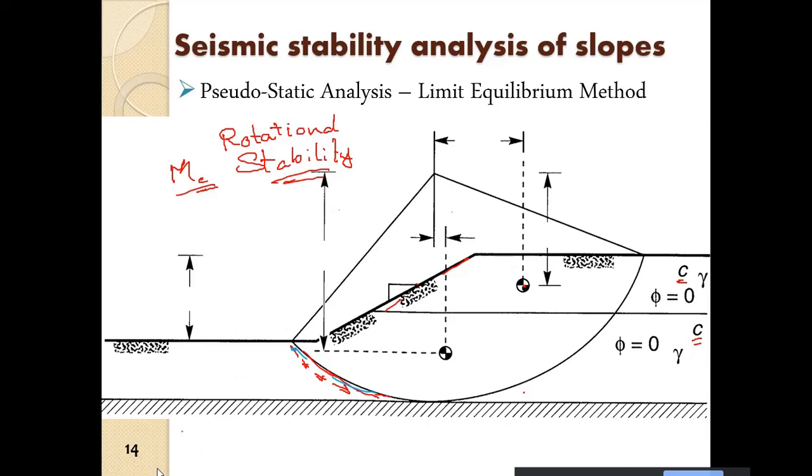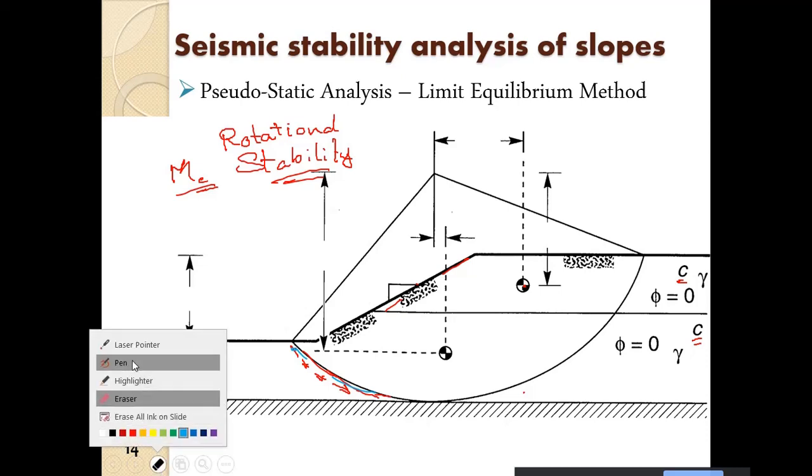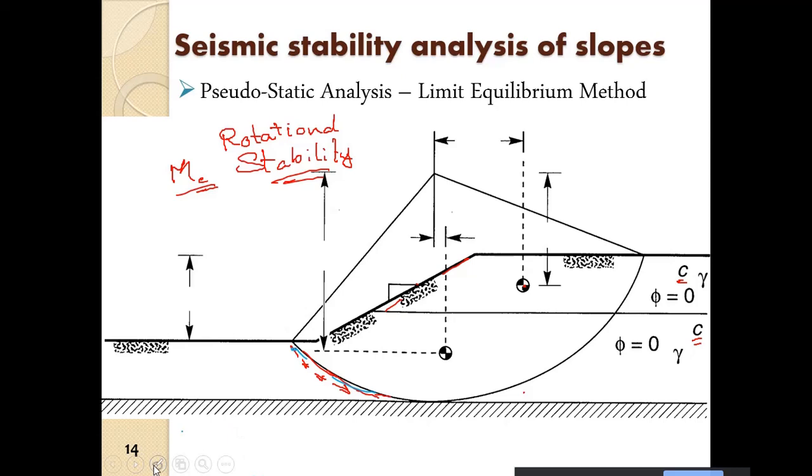So again, if we consider the weight of the wedge only, the weight of the wedge will act downwards. So this is the lever arm. This is the center of rotation. So this is the lever arm, and it will act at this point like this, and the moment will be in this direction. So that is the moment of the weight of the upper top layer.